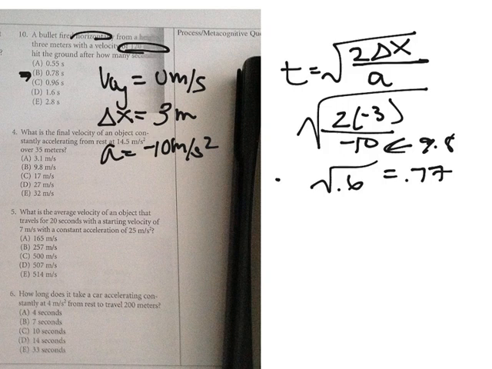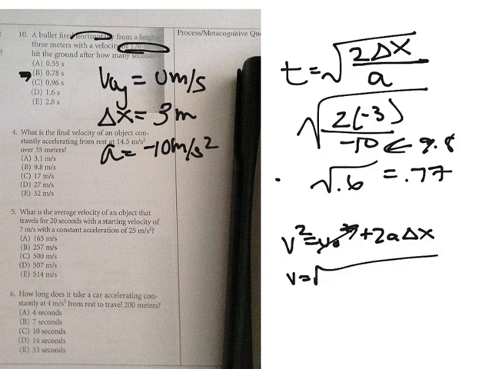Number 4. What is the final velocity of an object constantly accelerating from rest at 14.5 meters per second squared over 35 meters? So we want to know the final velocity. Hopefully you remember this equation. If you don't, it is on your equation sheet. We know it's starting from rest, so this one doesn't matter. So we just need the square root of 2a times the distance, which is 14.5 over 35 meters. And this gets us about 32, or E.